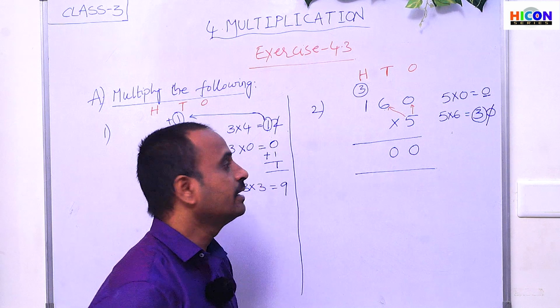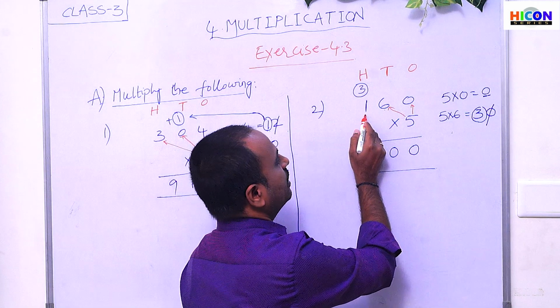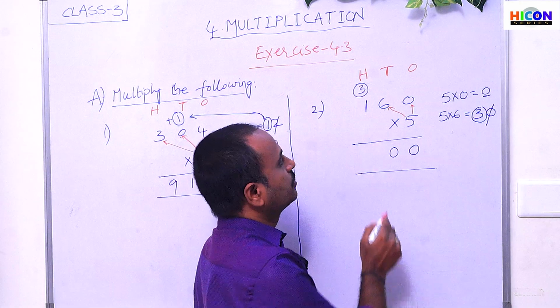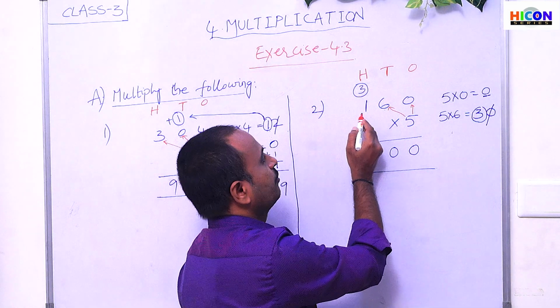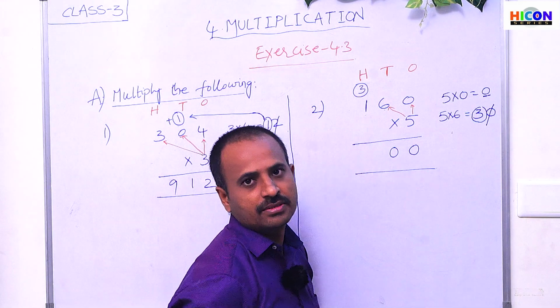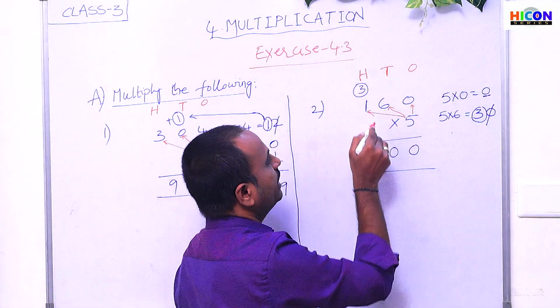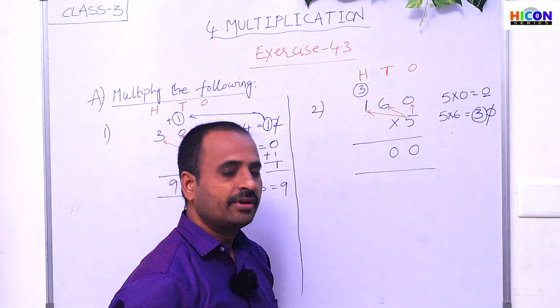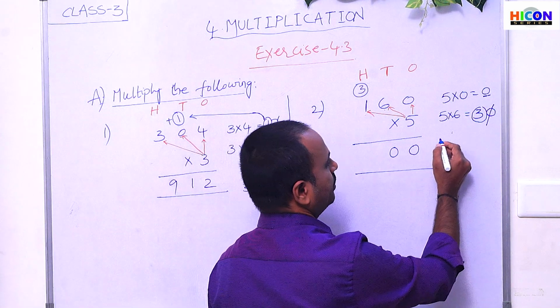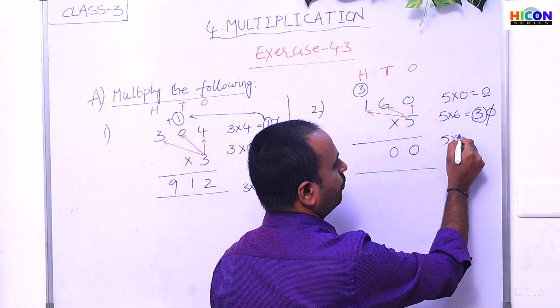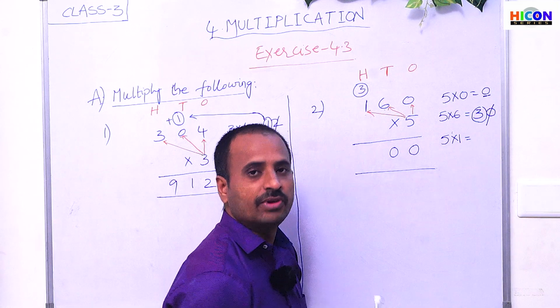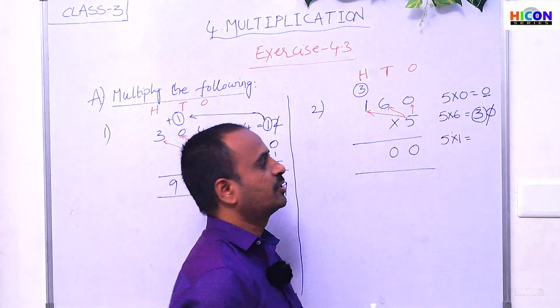Now multiply the digit present in the hundreds place with 5. Which digit is present in the hundreds place? 1 is present in the hundreds place. Now multiply 1 with 5, that is 5 into 1. Children, that is 5 ones. How much does it become?